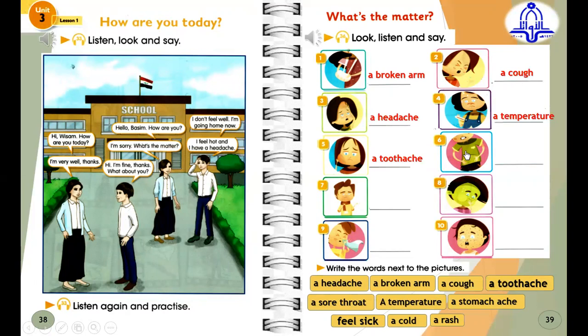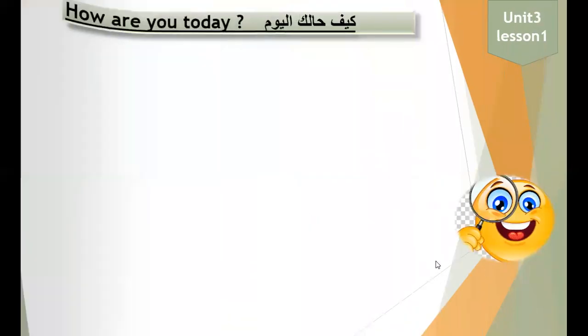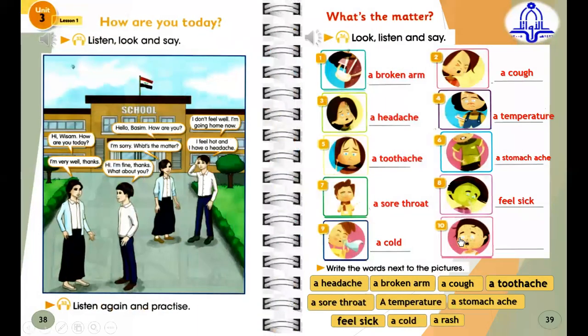Picture six, we have a stomach ache. Picture seven, we have a sore throat. Picture eight is feel sick. Picture nine is a cold. And then finally, picture 10 is a rash, which we also call an allergy.